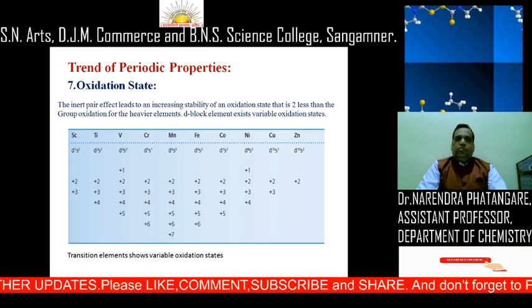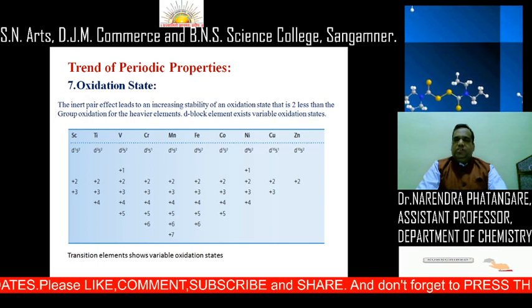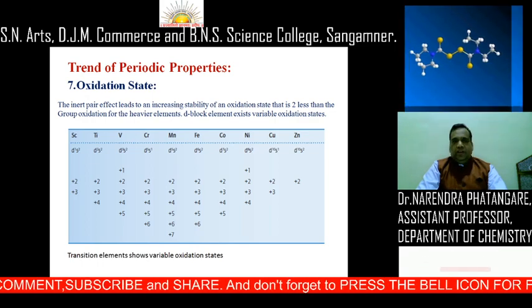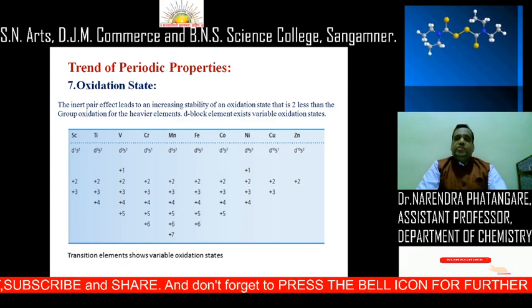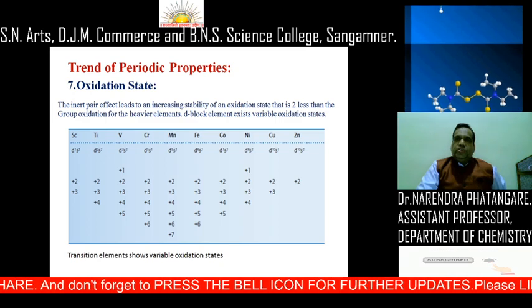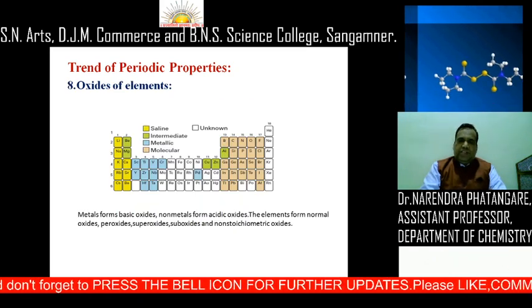That means as we go from left towards the right, the variability of the oxidation state goes on decreasing. They come towards less and less oxidation states. Simply we can say transition elements show variable oxidation states.